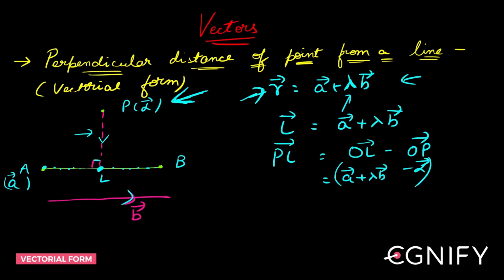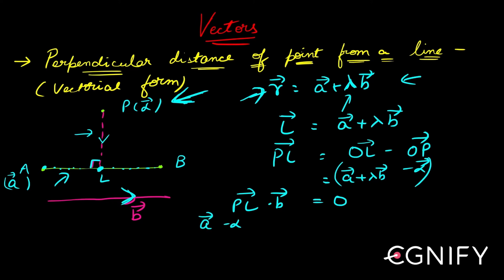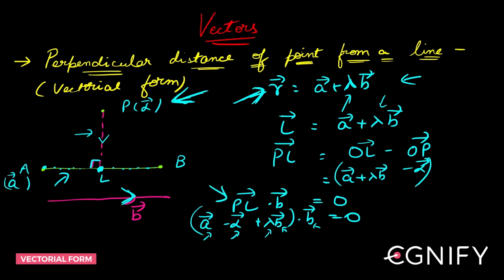Now this PL bar is at 90 degrees with this line, and this line is in the direction of b bar, right? So if I take the dot product of PL with b, what should I get? I should be getting a 0, right? Because they are perpendicular to each other. So PL is nothing but (a bar minus alpha bar plus lambda b bar) dot b bar is equal to 0. As you can see, a, alpha, b, everything is known; the only unknown here is lambda. So I impose this condition because I need that lambda for which this r bar is going to become L. When I impose this condition, that is when I'll be able to get this lambda.